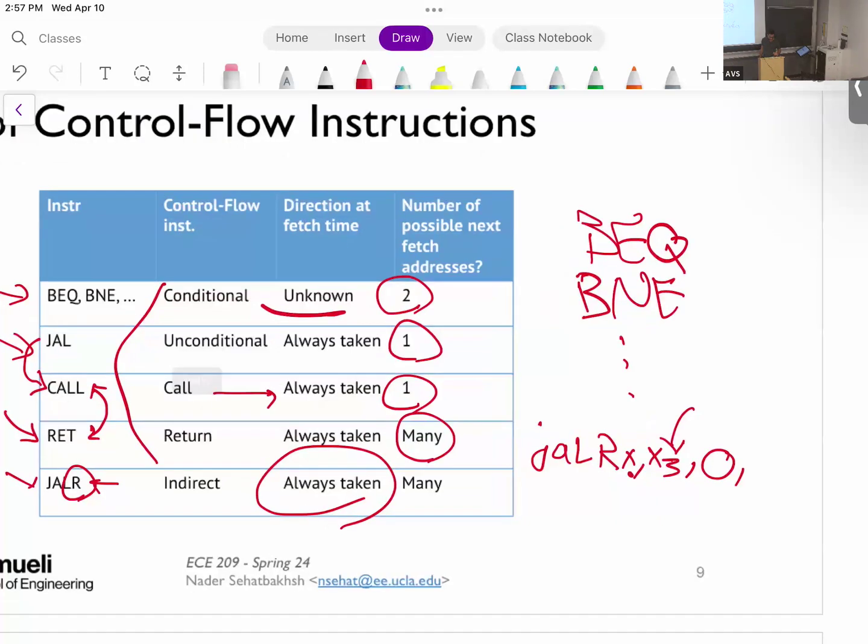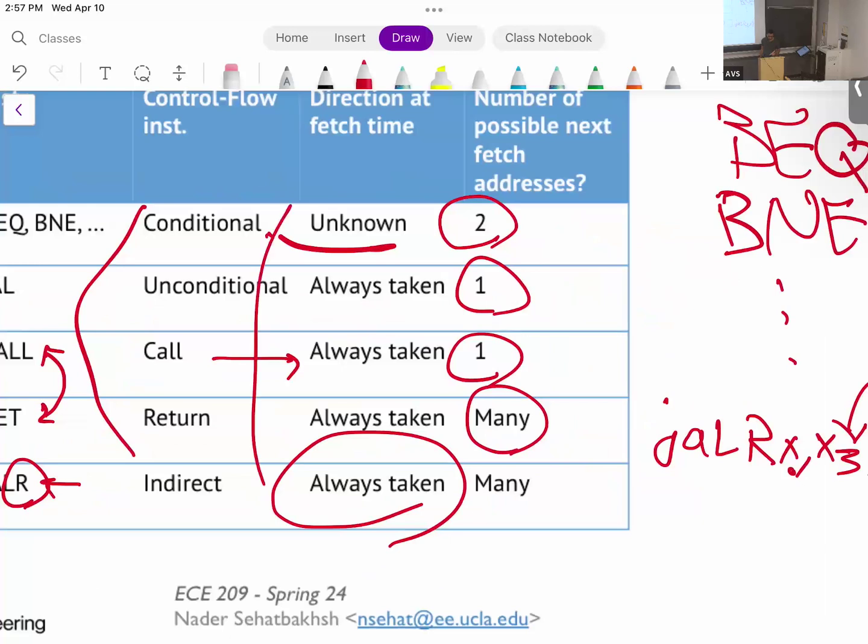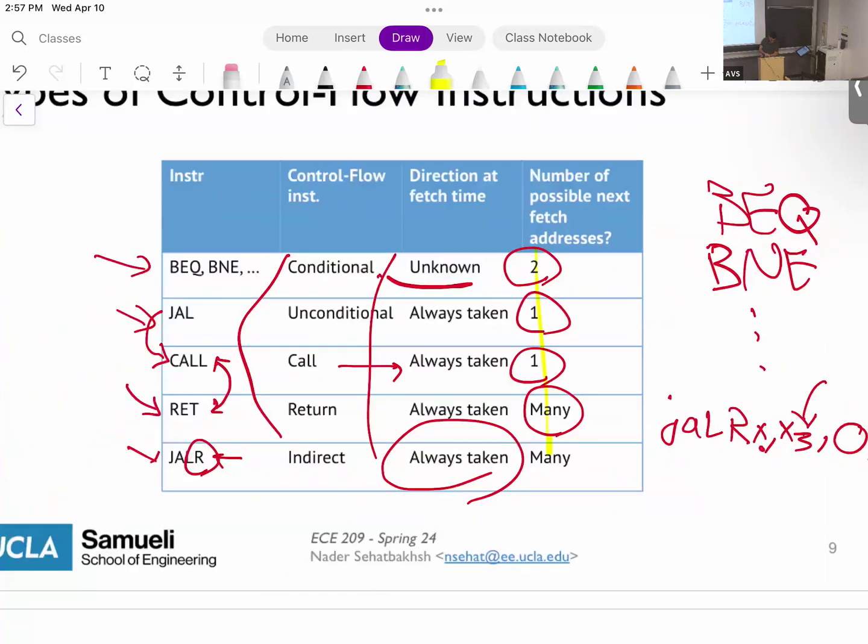So as you can see, essentially 4 out of 5, you know that they'll always be taken. There is one that you need to predict where it's going to go. But another thing that you need to predict is where that next address is, where we should get that next address. So essentially, this is where I said we need to predict the direction of the branch, and we also need to predict the address, or the target address, of a branch.